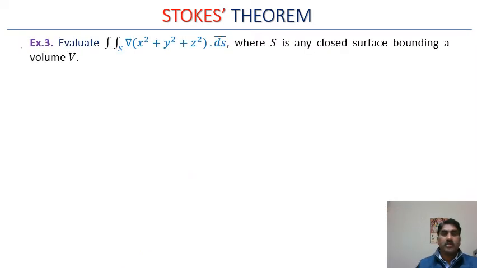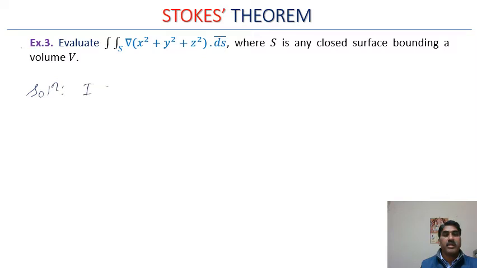And let us take our third example. This says evaluate the surface integral of del of x square plus y square plus z square ds, where S is any closed surface. And keep it noted that this question says any closed surface bounding a volume V, means there is a surface and which has a particular volume V. So let us start the solution because this question does not have sufficient information.